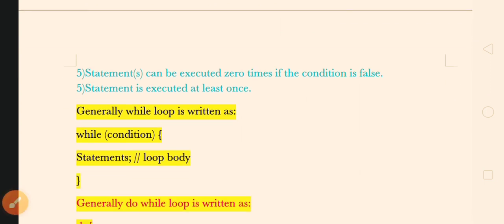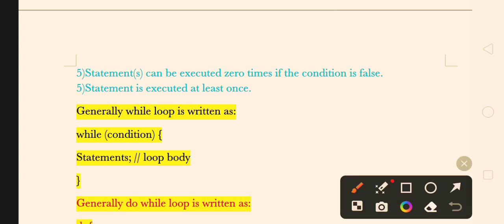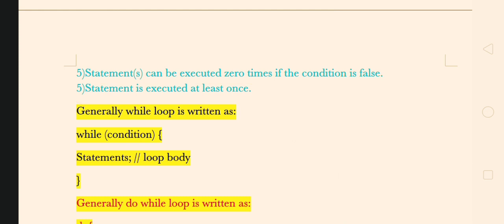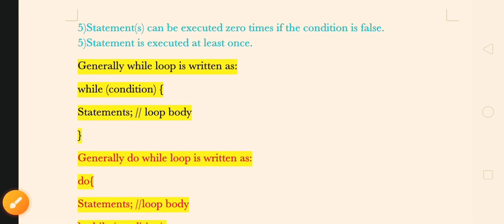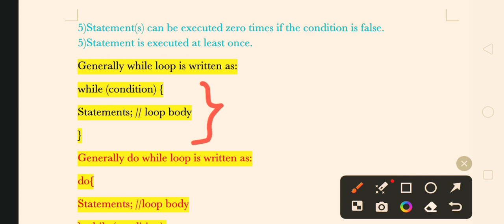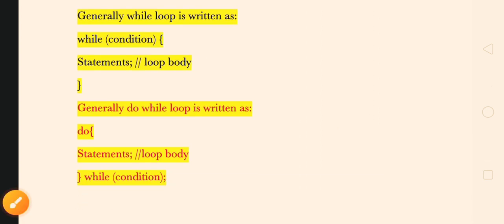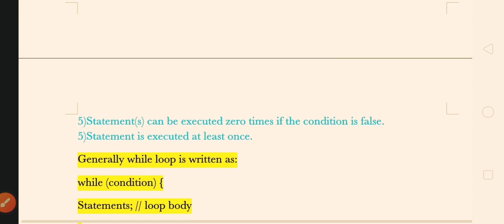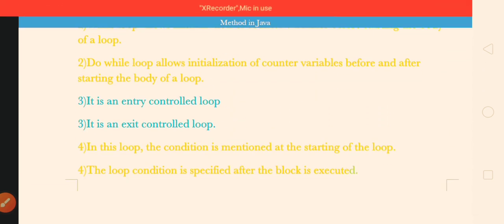Statements can be executed 0 times if the condition is false. It all depends upon the condition. If the condition is false, then the number of executions would be 0 also. But here at least once the code will be executed. Now the syntax we have already seen: while, condition, statement, and for do while also we have seen: do, statement, then while. I think the difference between while and do while is clear to you all.